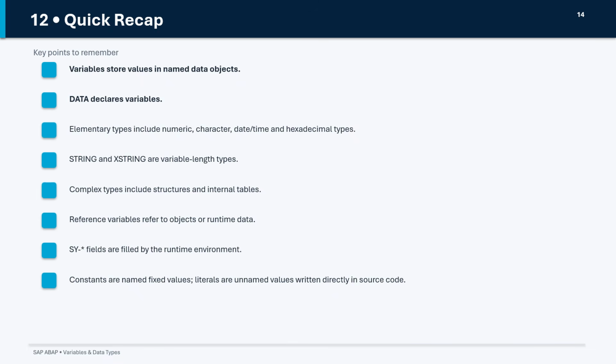Next, here is a quick recap of what we discussed in the entire session. First, we discussed what a variable is and how to declare one. After that, the DATA statement and how to use it to declare. Next, elementary types: fixed length types, covering numeric, character, date, and time, and variable length types, covering string and X string. Then complex types, of which we discussed two: structures and internal tables.